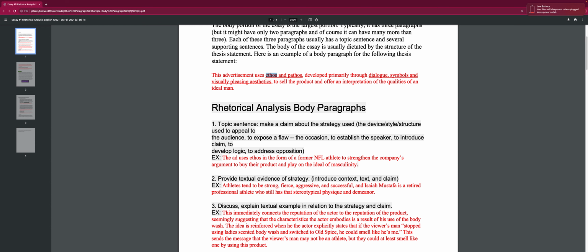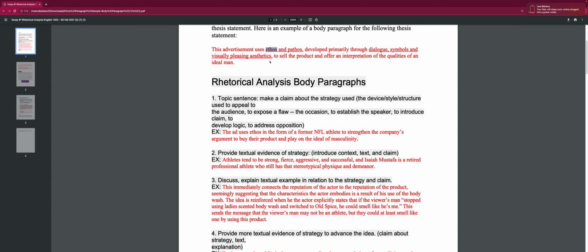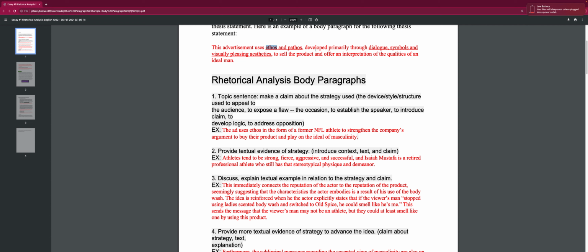This student chose to take ethos and look at how the dialogue and the symbols reinforce the use of ethos. And then this student makes a claim about how that use of ethos through dialogue and symbols sells the product and offers this interpretation, right?